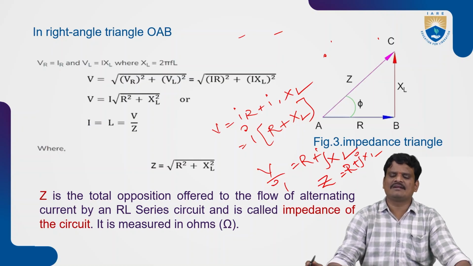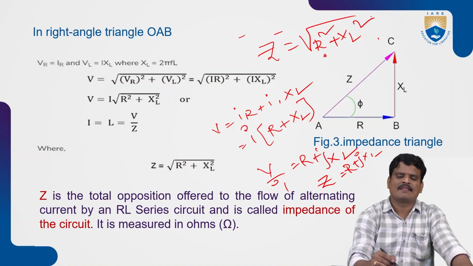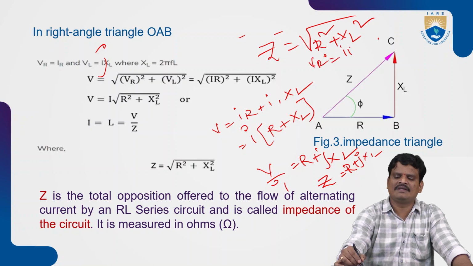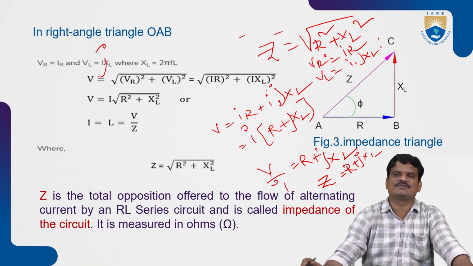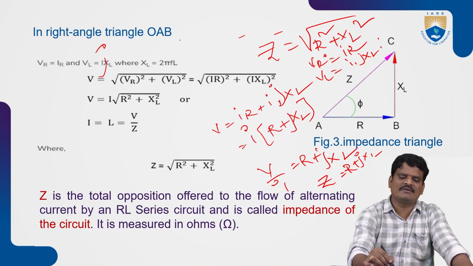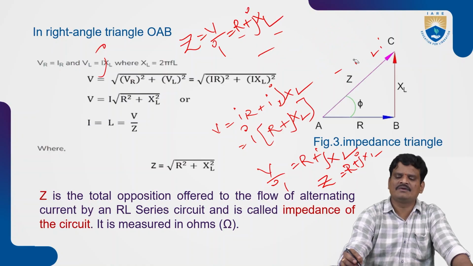If I want to calculate the magnitude, Z equals the square root of R square plus XL square. VR will be equal to I into R, and VL will be equal to I into JXL. So by considering this expression, I am getting the value of impedance as Z equals V by I equals R plus J into XL.